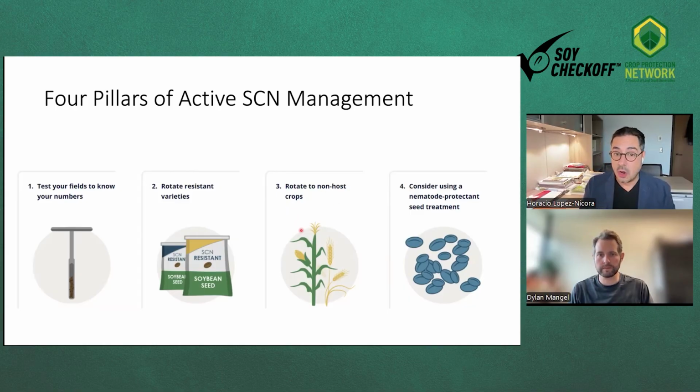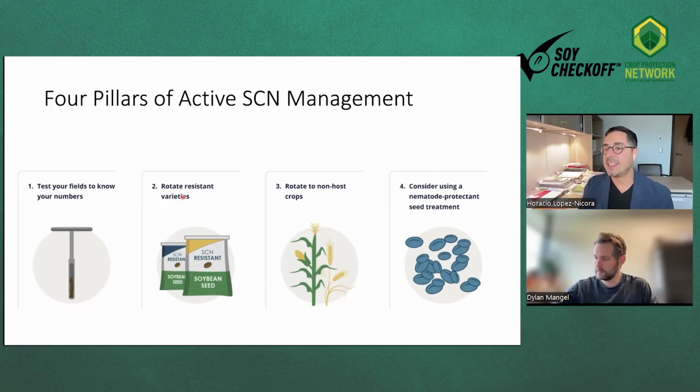Rotating to a non-host is key. The soybean cyst nematode reproduces very well on soybean, but it does not reproduce at all on corn, which is a crop that we use in rotation. So by planting corn following soybean, we may reduce significantly the levels of soybean cyst nematode and will allow us to go back to soybean with less pathogen pressure.